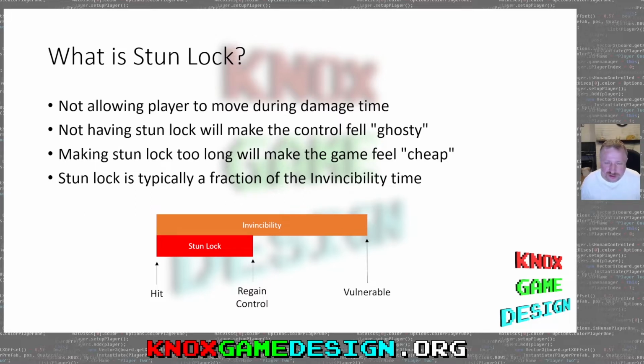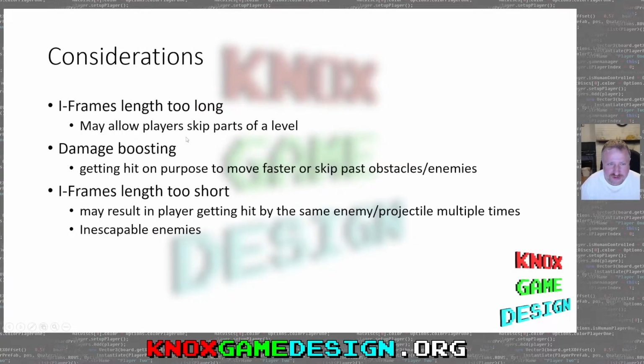And typically, your stun lock's going to be a fraction of the invincibility time. So you don't want your stun lock to be longer than the invincibility time. That wouldn't make sense. But yeah, just a short amount of stun lock, that might be part of the getting knocked back. You can have stun lock and knockback at the same time. And then give the player a little bit more time to escape. Just with that invincibility time, just a little bit longer than the stun lock time.